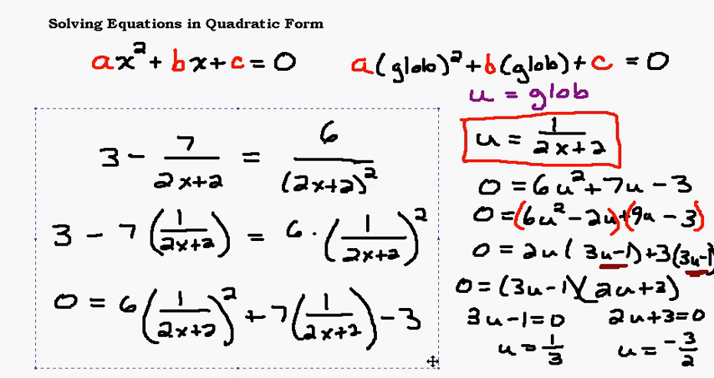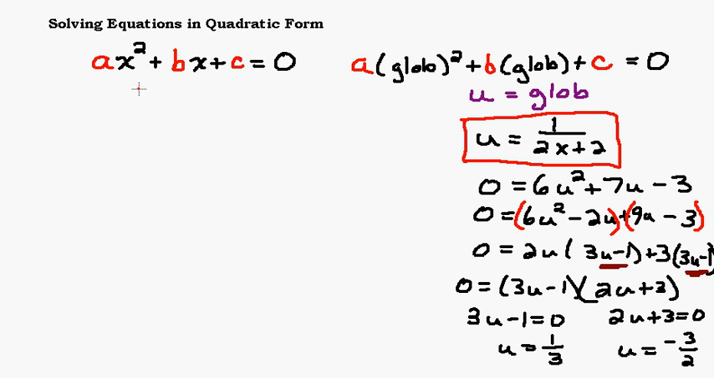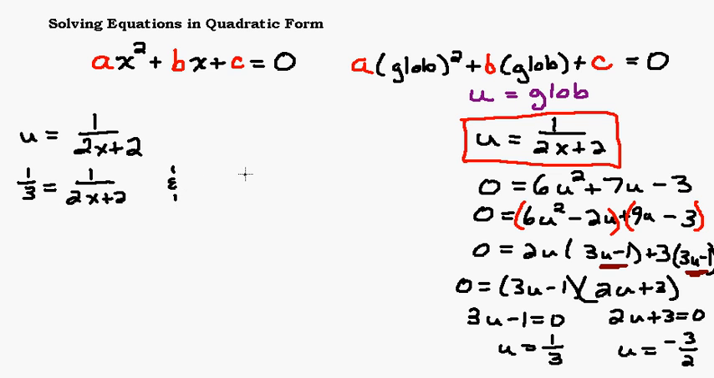I'm going to get rid of this here so we have some room. So we take our formula, u equals 1 over 2x plus 2, and then we plug these two values in one at a time. So we'll have 1/3 equals 1 over 2x plus 2, and we'll have negative 3 over 2 equals 1 over 2x plus 2, and then we need to solve those, and we'll have our x values.